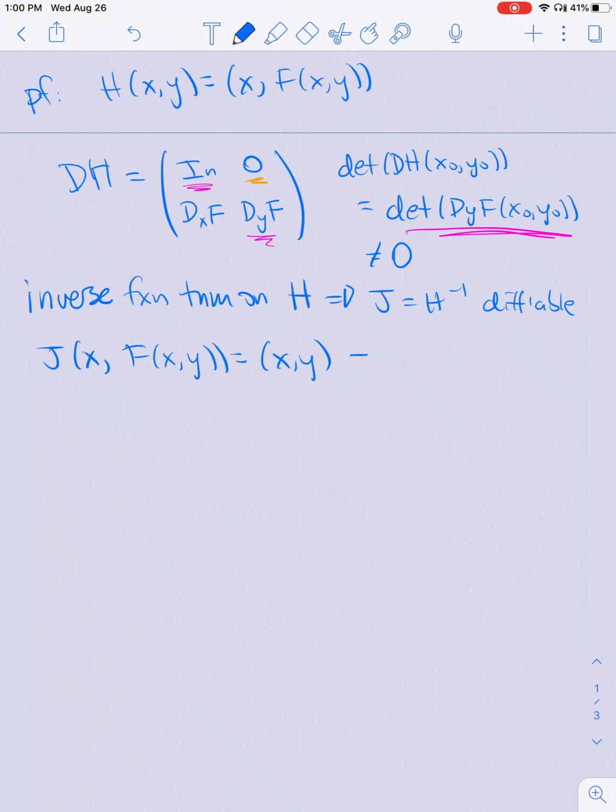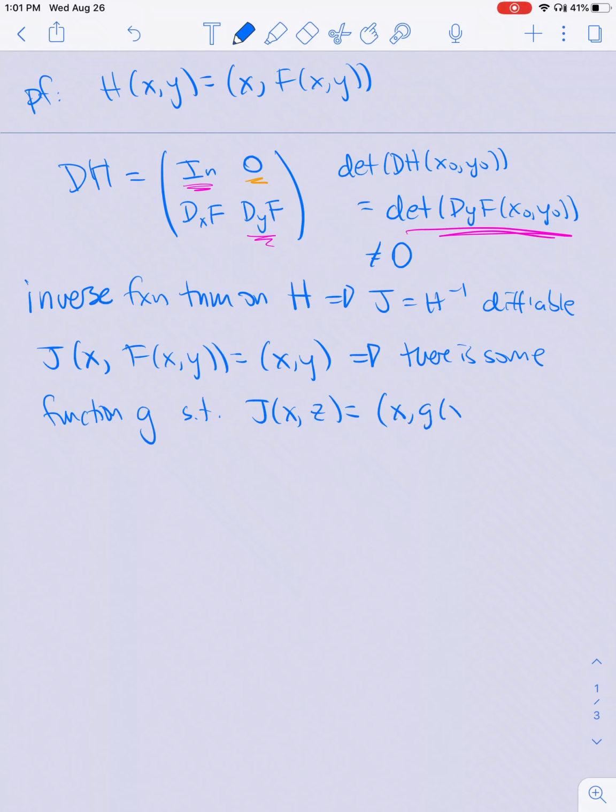So this implies that there is some function g such that j of x, z in general is just equal to x, g of x, z. So all this is saying is that j doesn't touch the first n coordinates, essentially. And this uniquely defines g, right, because j is uniquely defined by being the inverse of h.